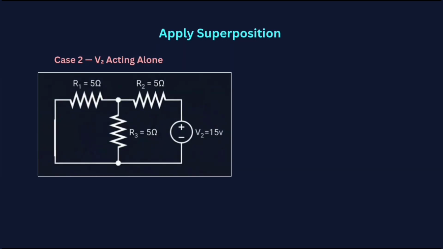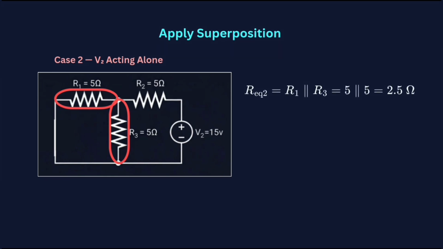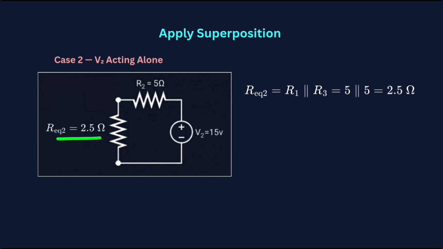Again, we want to find the current through R3. So first we need to find the voltage across resistor R3. Since R1 and R3 are now connected in parallel, VR3 equals VR1 equals V equivalent. So to find their equivalent resistance, we need to consider R1 times R3 by R1 plus R3. So you get 2.5 ohms. This equivalent resistance is in series with resistor R2.